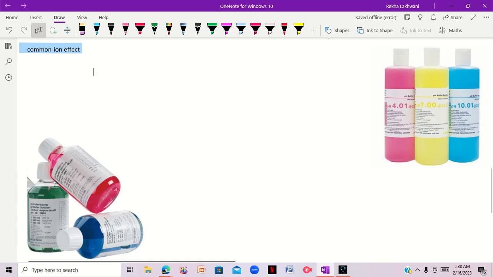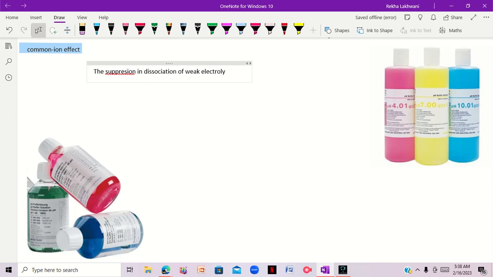So now what is common ion effect? Basically the suppression in dissociation of weak electrolyte in the presence of strong electrolyte, both having a common ion, right? So now what does that mean?